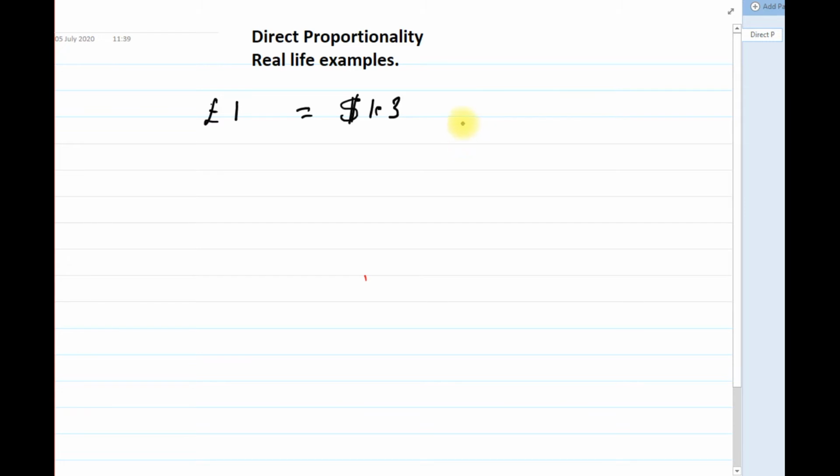Now let's use the same example, the same rate. £1 is $1.3, and this time we want to convert $650. We want to know how many pounds this is going to make. We do the same thing. We write our pound and dollar columns. I'll say £1 is equal to $1.3. Now I have the dollar value 650. I put it under the dollar column. $650 is how many pounds?